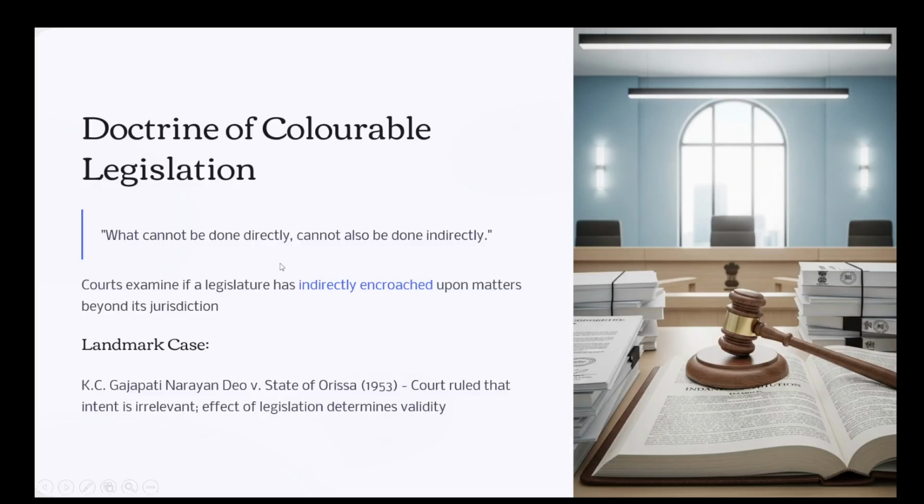So let us look at the doctrine of colourable legislation. What cannot be done directly cannot also be done indirectly. So the court examines if a legislature has indirectly encroached upon matters beyond its jurisdiction. The landmark case is K.C. Gajapati Narayan Deo versus State of Orissa, 1953. The court ruled that intent is irrelevant; the effect of legislation determines validity.